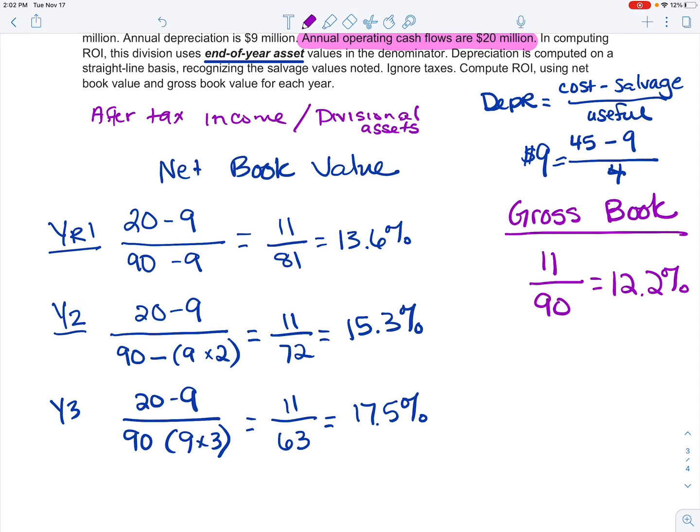Your book also talks about using return on investment with historical cost versus current cost. This is done exactly the same way. You're just changing those cost figures to represent either historical cost or current cost.